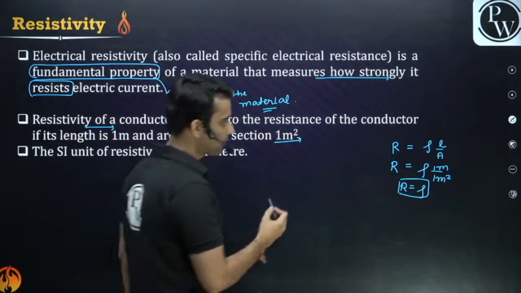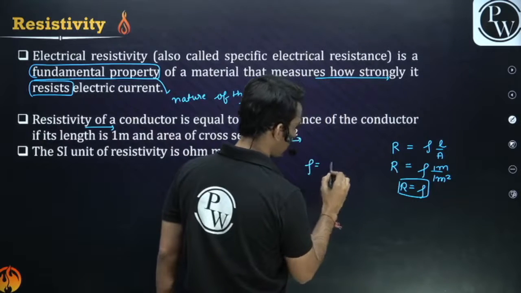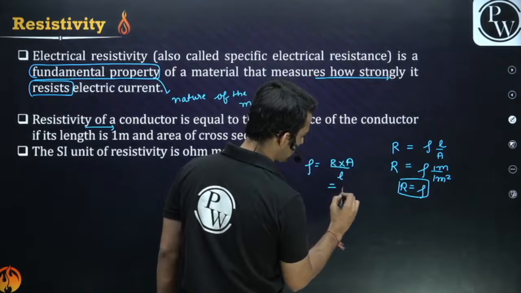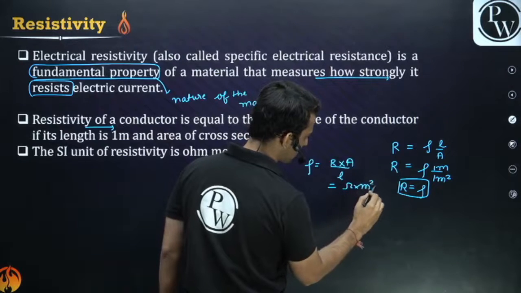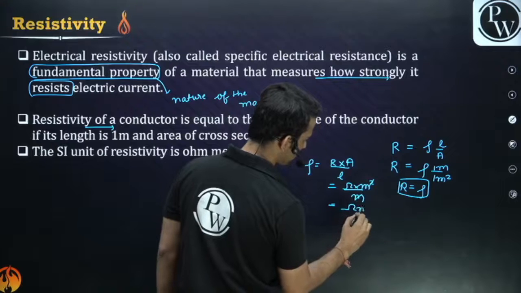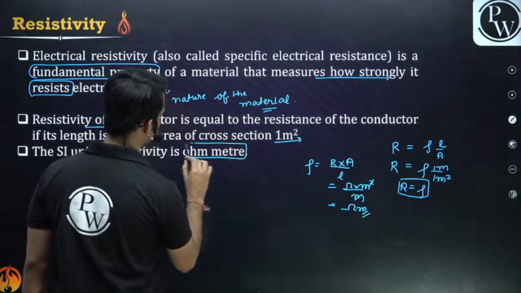What is the unit for resistivity? From here guys, resistivity is nothing but R into A upon L. Area is in meter square, length is in meter. So the unit of resistivity is ohm meter. Okay, the unit of resistivity is ohm meter.